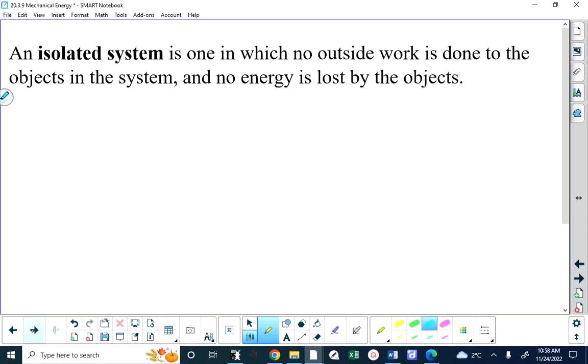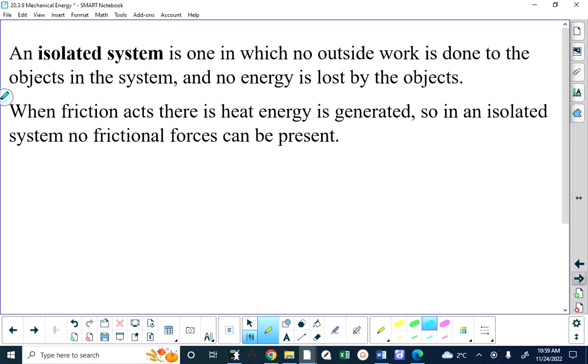All right. An isolated system is one in which no outside work is done to the object in the system. So wait, work is a transfer of energy. An isolated system is a system in which the energy in the system is not changed because you don't transfer energy into the system or out of the system. In other words, an isolated system would be one where there's no friction, because friction is going to take mechanical energy out of the system. So when friction acts, there is heat energy generated. So in an isolated system, there are no frictional forces present.